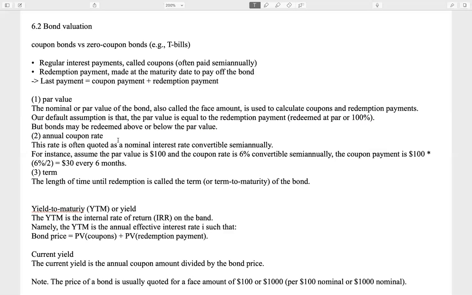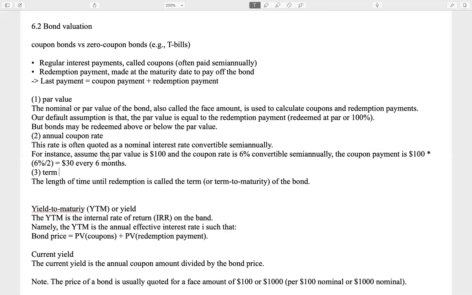The second feature is obviously the coupon rate. That's important, right? Par value and coupon rates together calculate the amount of coupons, right? So the payment. This is often quoted as a nominal interest rate, convertible semi-annually. The reason is because coupons are often paid semi-annually. That's why we quote it as a nominal interest rate, convertible semi-annually. So this interest rate divided by 2 will give you the semi-annual coupon rate.